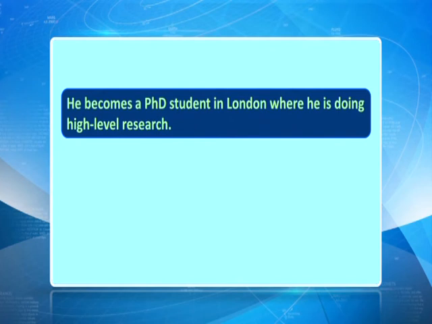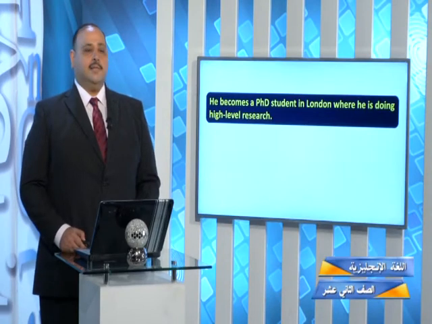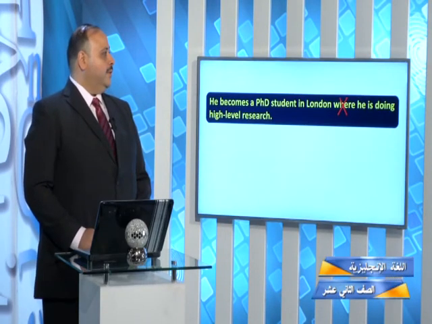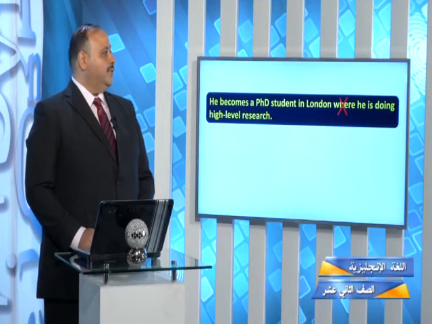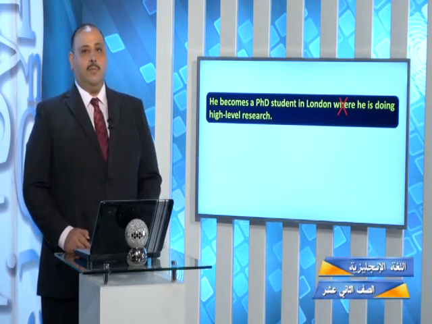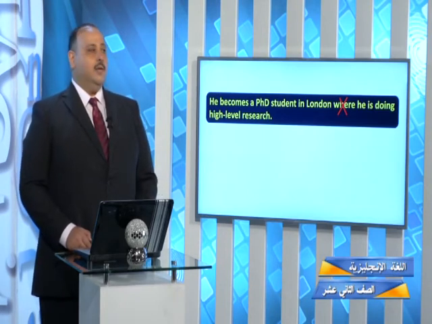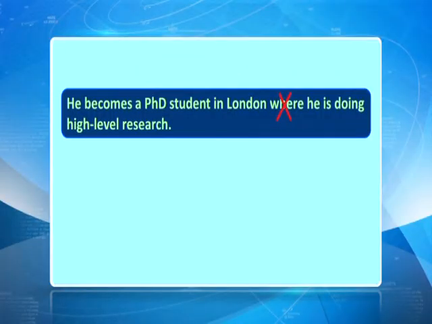Let's have another example. He becomes a PhD student in London, where he is doing high-level research. This is a little bit different from the previous examples because we have something here extra. Now let's see. First of all, where or what is the relative pronoun? The relative pronoun here is where. Now we are going to delete it. Do we have a subject? Yes, this is what I mean by something new. Because in the previous examples, there were no subjects. Here, we have a subject, the word he. What should we do? We should omit it or delete it.